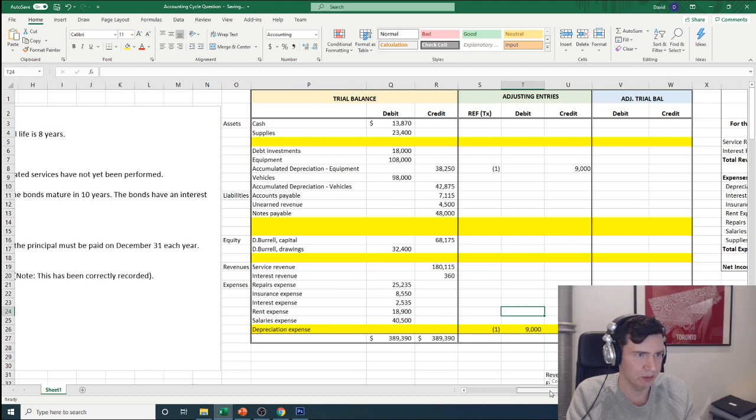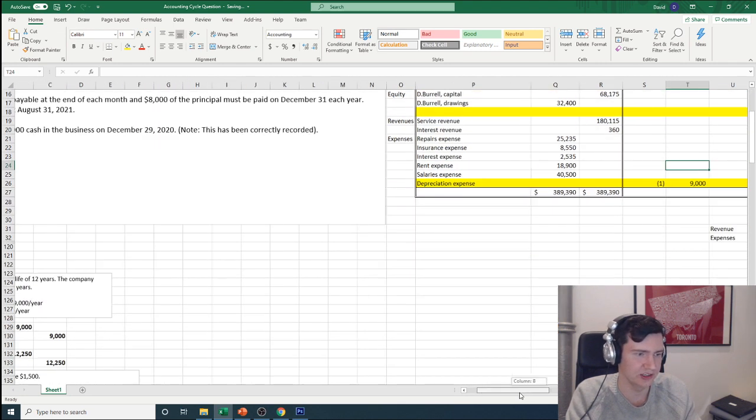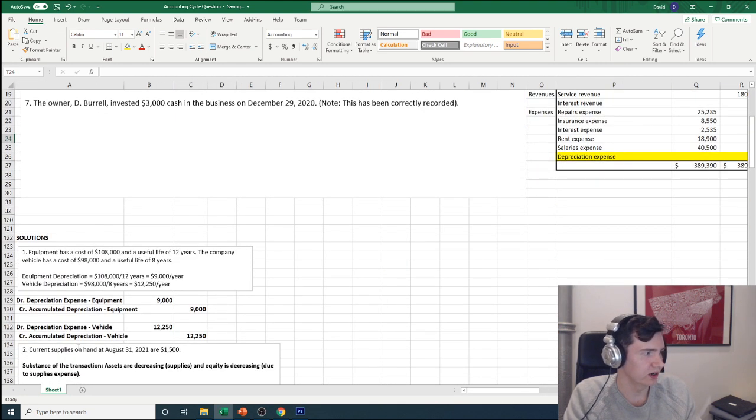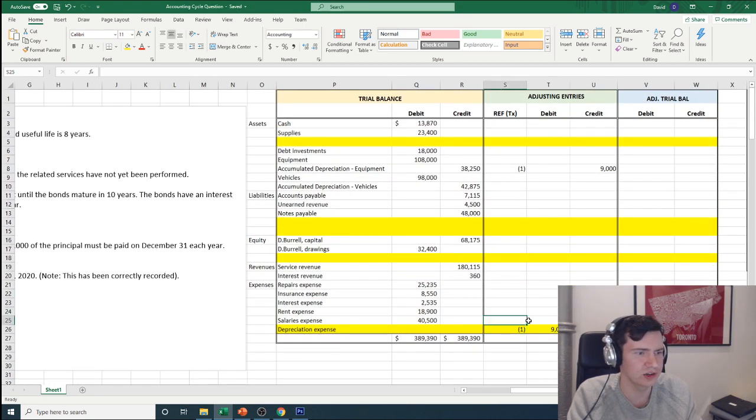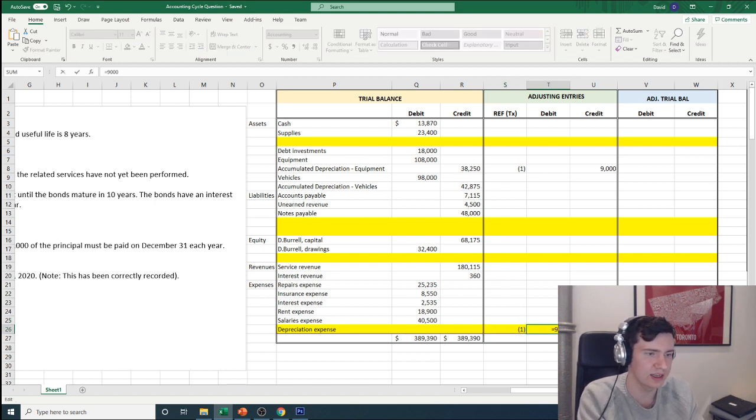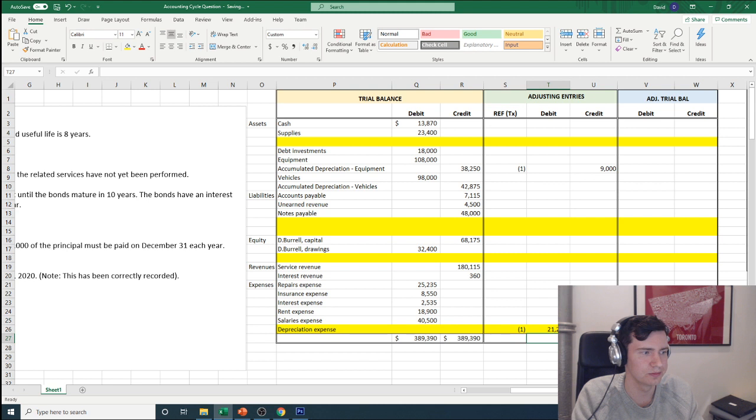We got a $9,000 debit and a $9,000 credit. And we're going to do the same thing for each of these adjusting entries. So we're going to take the depreciation expense now for the vehicle, which is $12,250, and we're going to transfer that over here as well. And we're going to treat this all as like one transaction. So I'm actually going to take the 9,000 and I'm going to add 12,250, and that way we have a depreciable expense of 21,250.